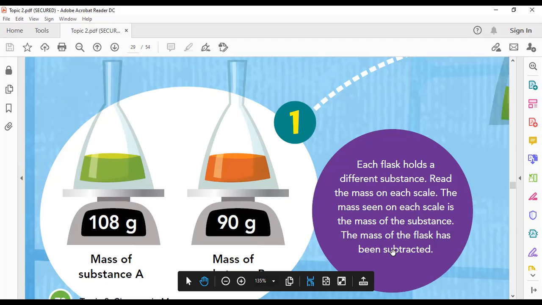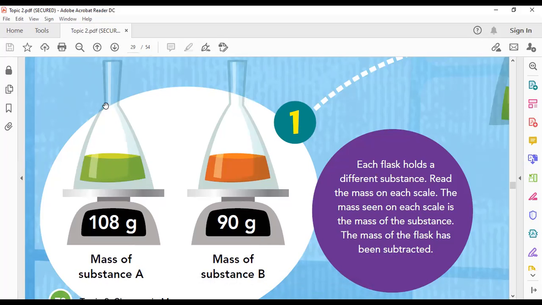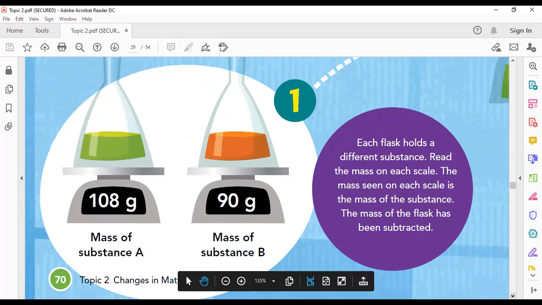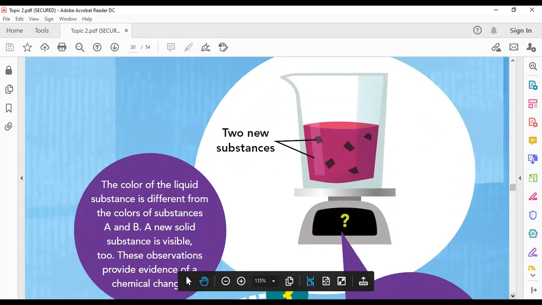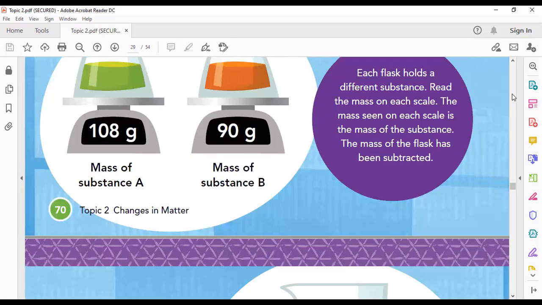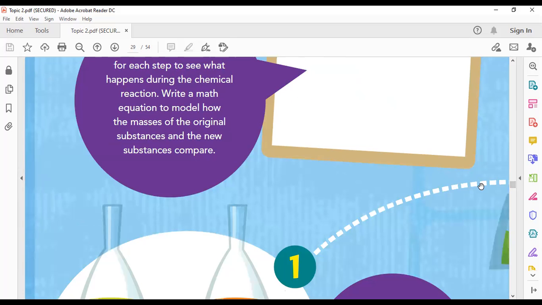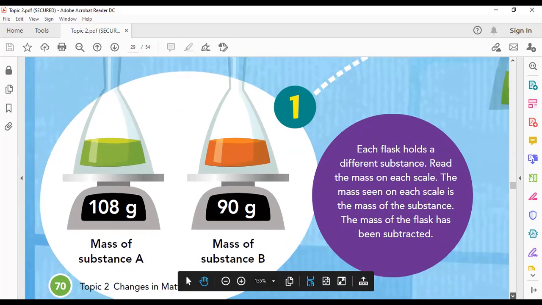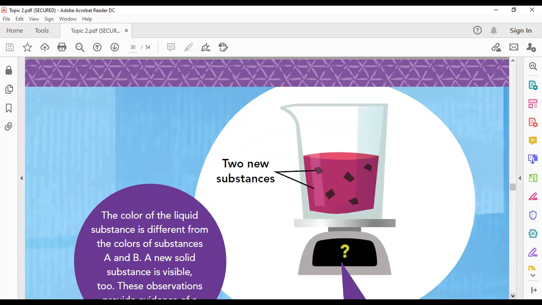So, for example, when we say 180 grams, it is the mass of substance A without the flask. 90 grams is the mass of substance B without the flask, because the mass of the flask has been subtracted. Okay, then what happens? Where is step 2? Okay, this is step 2.